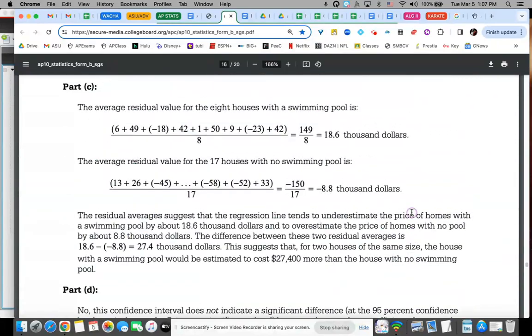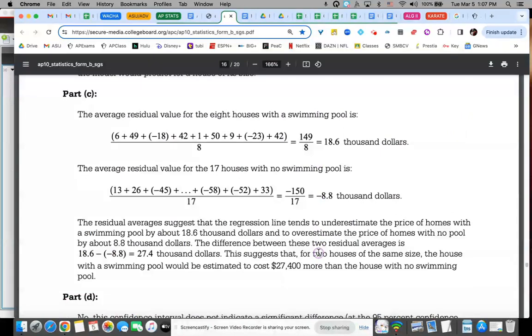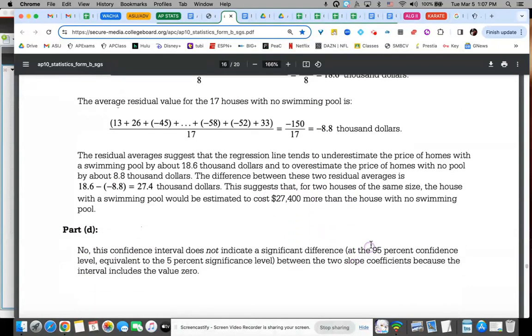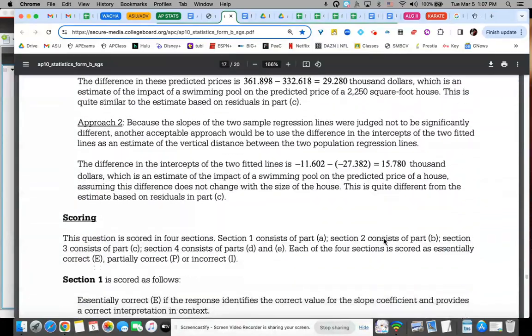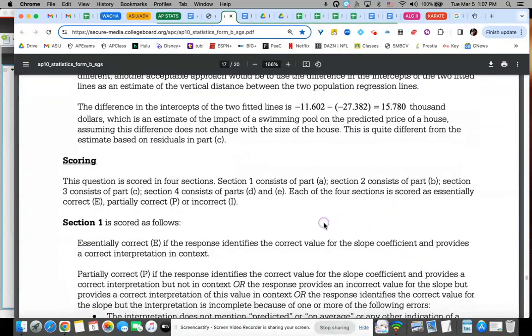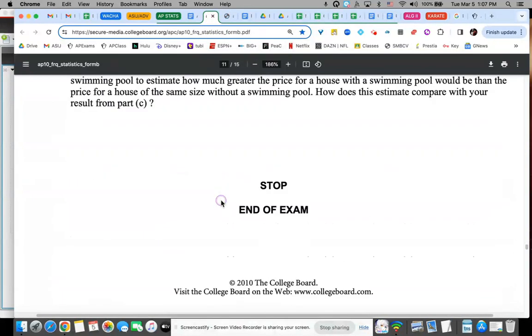So you just have to compare whatever you came up with to the 27,000 and say, oh, it's about the same, a little more, a little less. It's definitely going to be a positive increase, though, right? Houses with a pool are more expensive in general. Okay, that's it. That's number 6. So it isn't too bad.